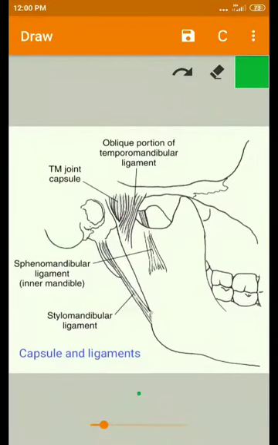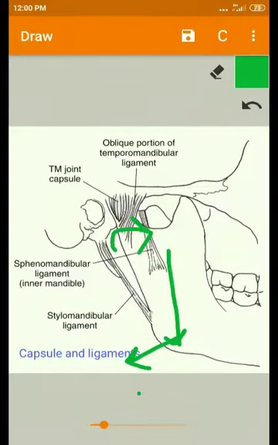So the main function is that it serves as a suspensory ligament when the mandible is moving downward as well as posteriorly, and it limits the rotation of the mandibular condyle during opening of the mouth.